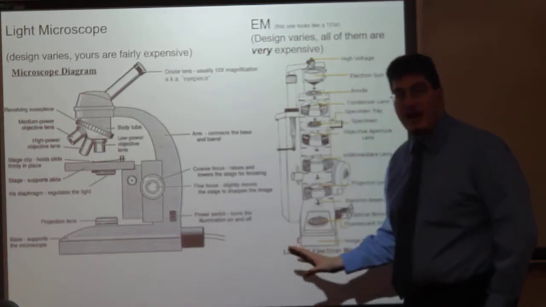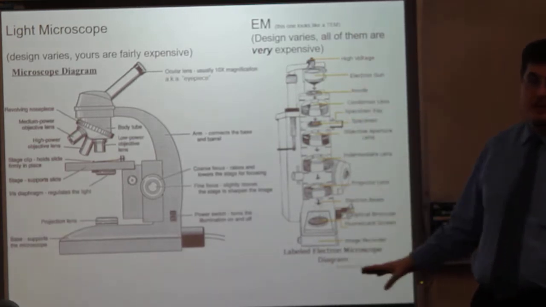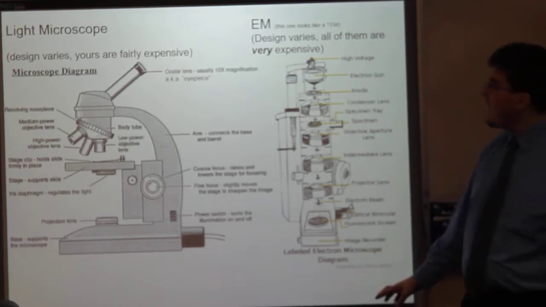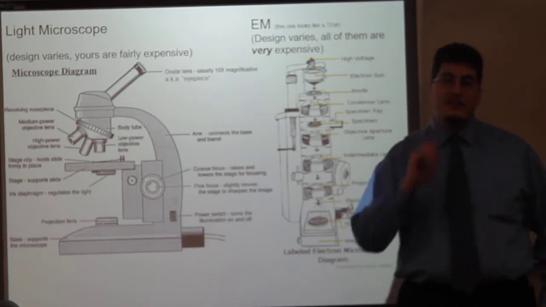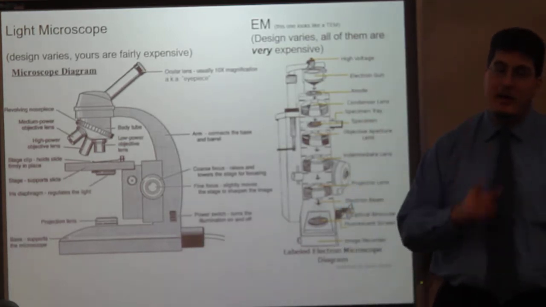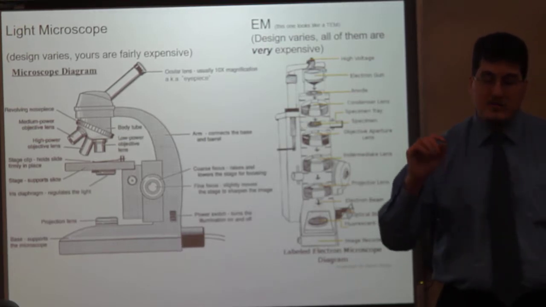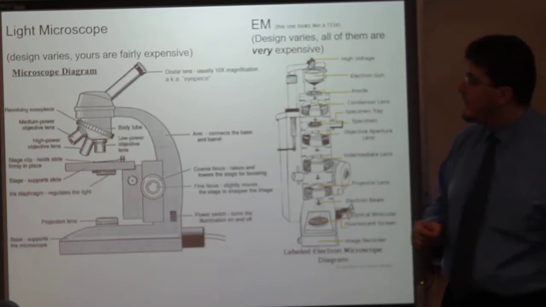This is an expensive process. This is a long process. This grants you still images. You cannot see movement with this. You cannot see living specimens with this. But because electrons are much smaller than light waves, you can see much smaller objects. You can see much greater resolutions.